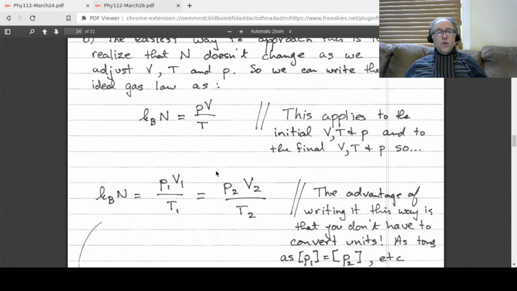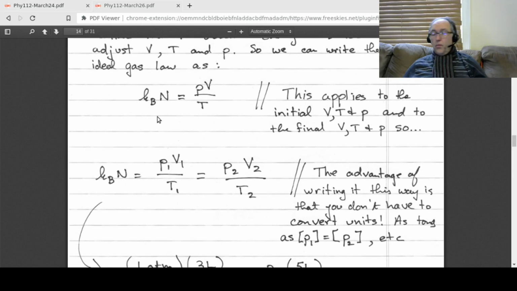So what you can do is rewrite PV equals nRT, or PV is equal to N k Boltzmann T. You could put the N and the k Boltzmann, because that's just a constant, on the left-hand side. What you get on the right-hand side is PV divided by T. Now that is going to be the same whether you're talking about the initial state, subscript 1, or the final state, subscript 2. And so you can write that k Boltzmann times N is equal to P1 V1 over T1, which are the initial pressure, volume, temperature. But that's also got to equal P2 V2 over T2, which is the final pressure, volume, temperature. Now, why would I want to do this? Why did I go through this business of writing it this way? At this point, you can actually forget about the k Boltzmann times N.